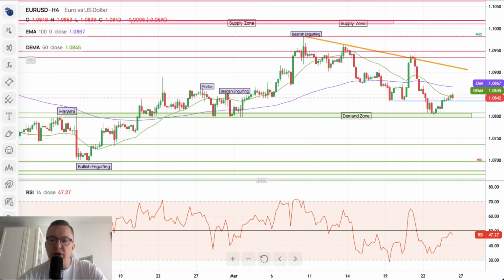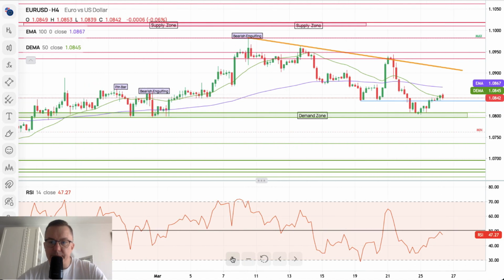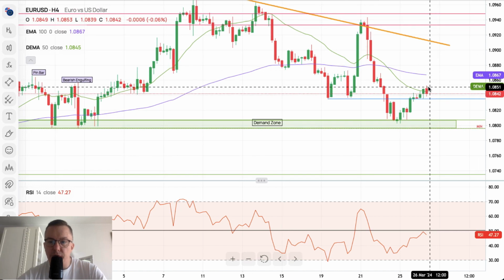EUR/USD 4-hour chart is showing us a bounce from the demand zone. We bounced towards the 50 periods moving average. Local high was made at 1.0839, and now it looks like the market wants to go a little bit lower, as the bearish engulfing pattern is being made right now on the 4-hour chart.